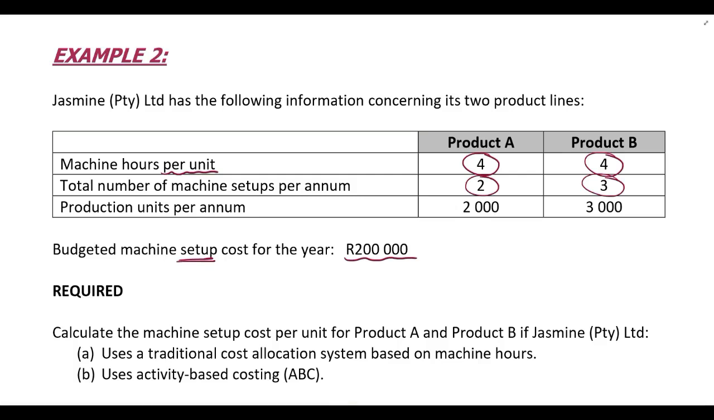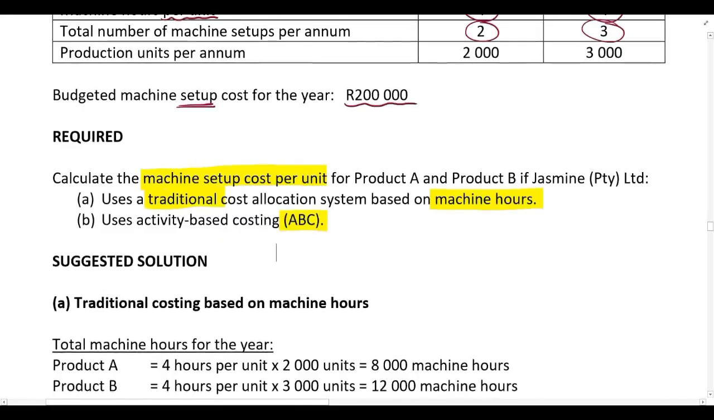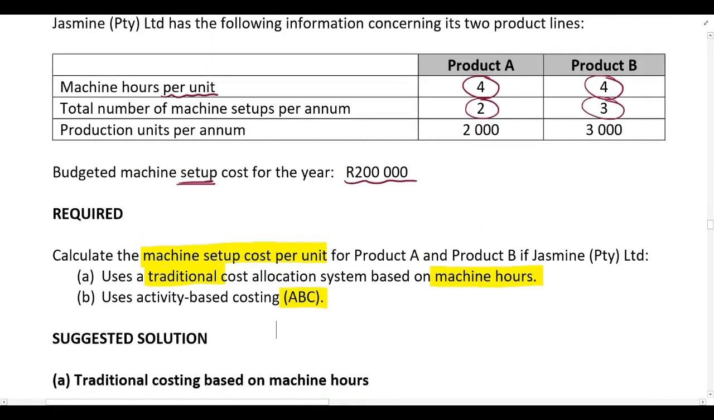And guys, please look, my required looks exactly the same. We need to calculate the machine setup cost per unit for A and B if they use traditional costing based on machine hours or if they use activity-based costing. So let's first start with traditional costing using machine hours. Now remember guys, we need to take the total budgeted cost for the entire year and we need to divide by the machine hours for the entire year.